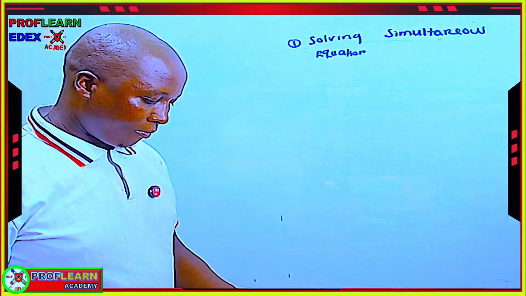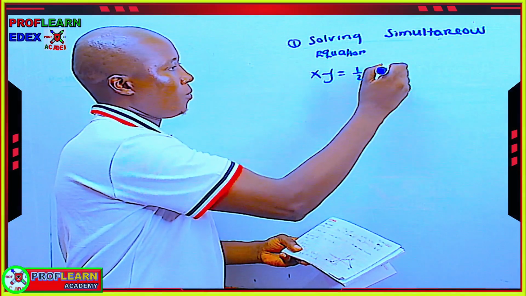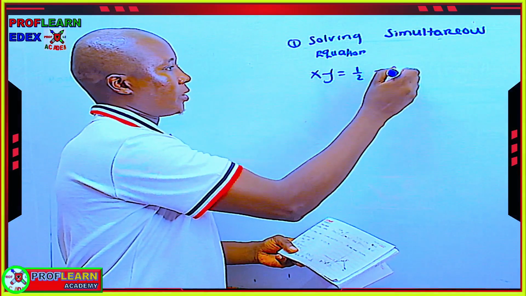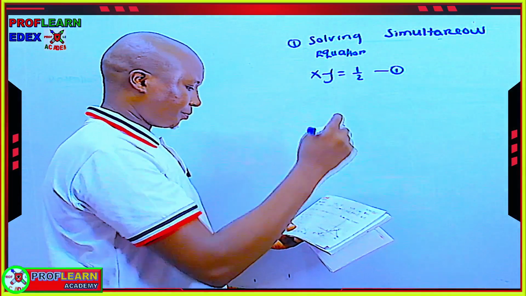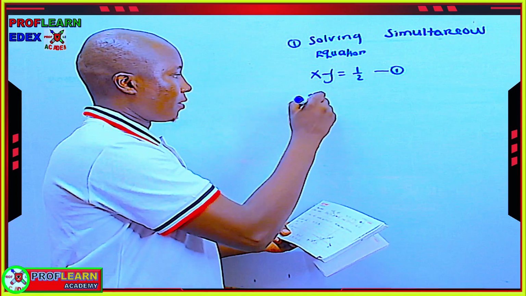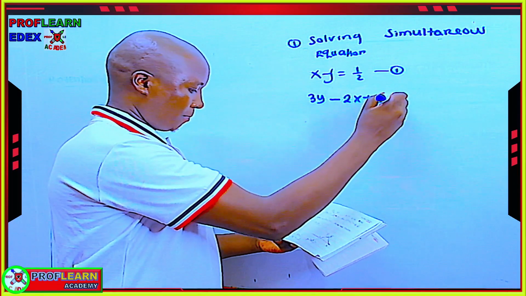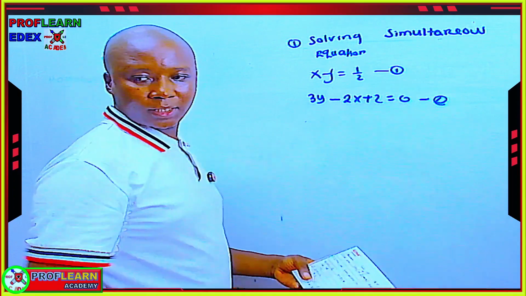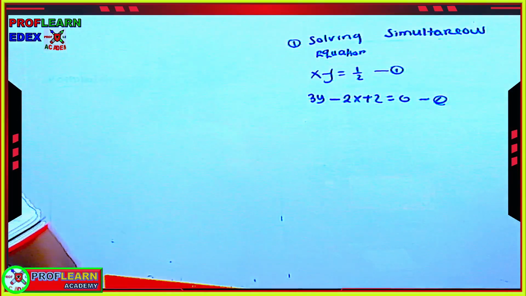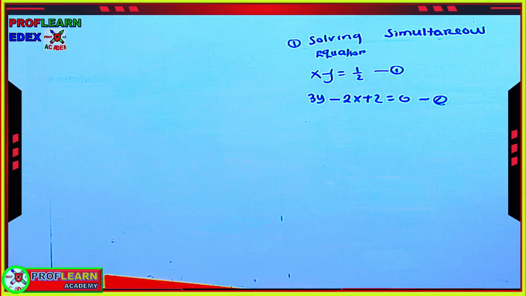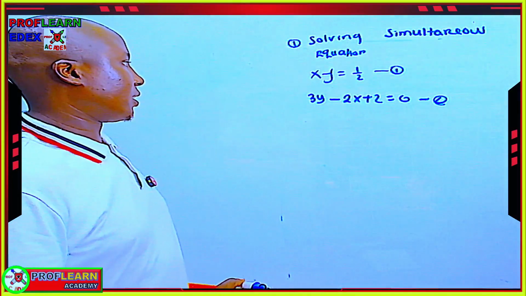For instance, we have the equation xy = 1/2 as our first equation, and we also have the equation 3y - 2x + 2 = 0 as the second equation. As you prepare for your exams, you need to realize that a topic that is probably going to be tested in the non-calculator paper is solving simultaneous equations.